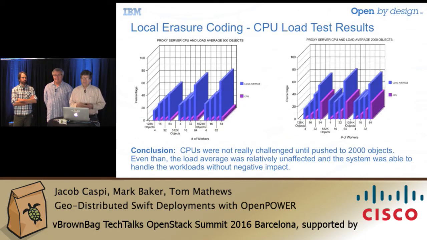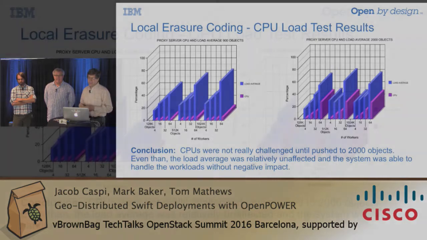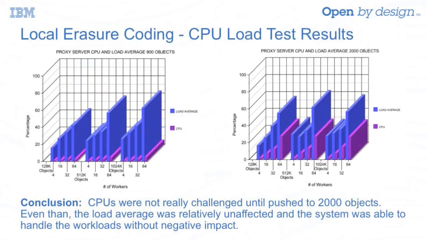So we varied the loads between small objects and large objects to see how much CPU utilization and resources are loaded on the compute or the header server. And basically, the conclusion that we came up with after doing very extensive testing is that even when we pushed something like 2,000 objects, the CPU was never tasked to the point that we needed to add more compute resources.